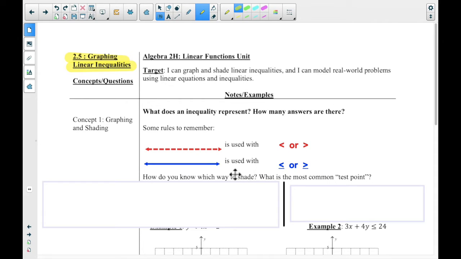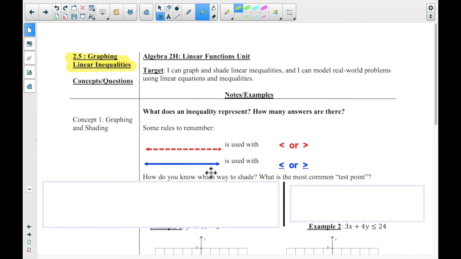The solid line implies that those numbers which are on the line are included. The dotted line implies that those points on the line are not included in the solution set. Okay, another thing when we do graphing, we do the line, but then we also have to shade it.